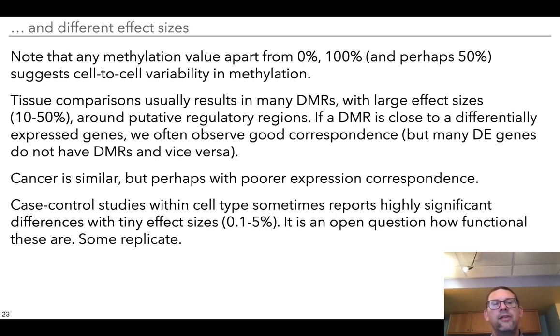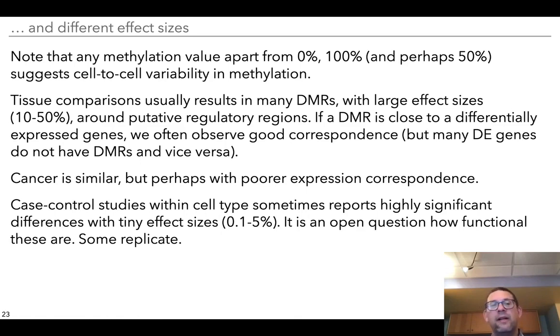Broadly speaking, I would say tissue comparisons result in many differentially methylated regions with large effect sizes, which I think of as, say, 10 to 50 percentage points on the methylation scale. And we would expect these differentially methylated regions to overlap putative, at least, regulatory regions.